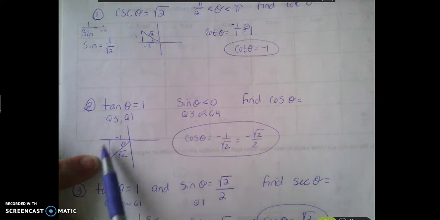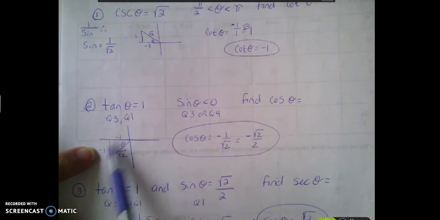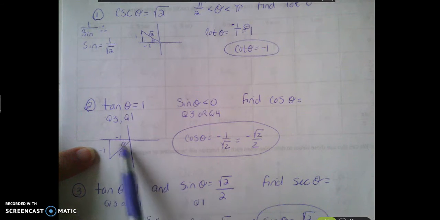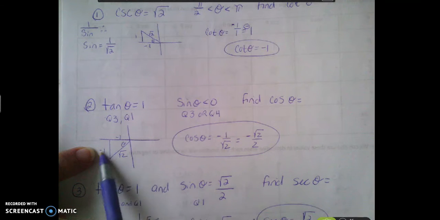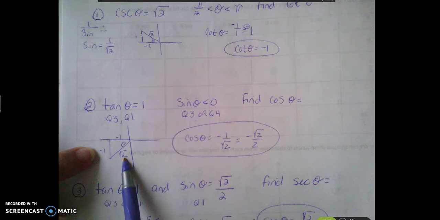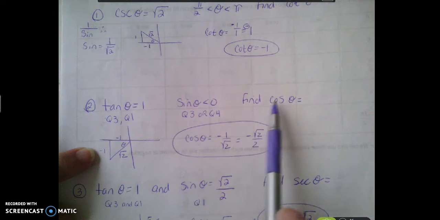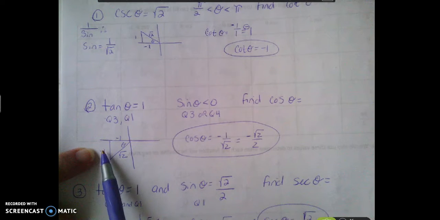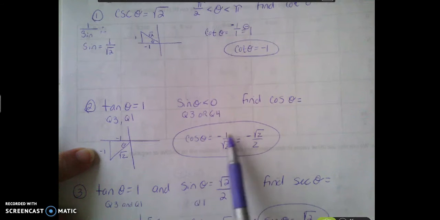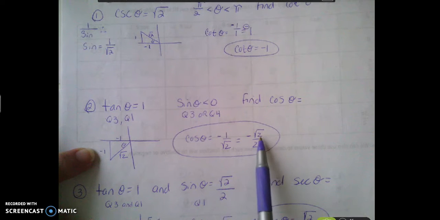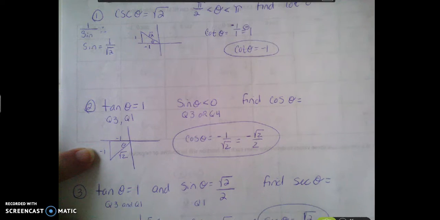Tangent is 1. 1 over 1 is tangent, opposite over adjacent. But because I'm in quadrant 3, they both have to be negative. So then I do Pythagorean theorem and get the third side as square root of 2. And so now I can find the cosine. Cosine is negative 1 over square root of 2. And then I rationalize and I get negative square root of 2 over 2.